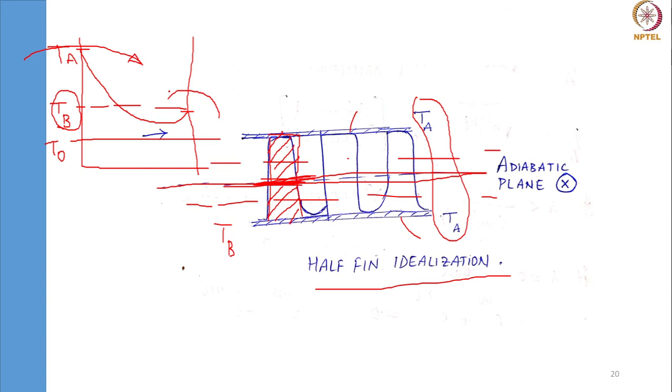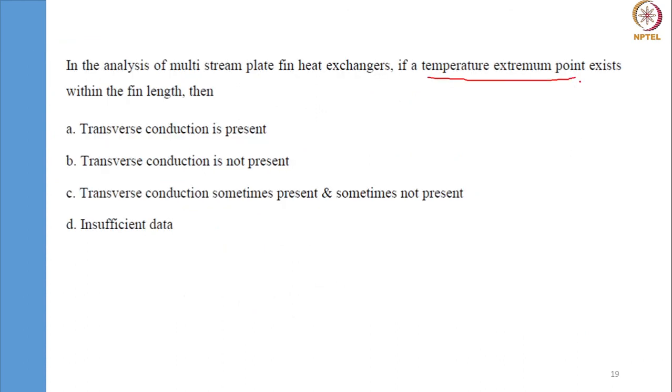If TA and TB are equal, the adiabatic plane is exactly at the halfway mark. But if TA and TB are not equal, I have some other plane depending upon the temperature distribution. It can be above or below. That is a plane where an adiabatic tip exists. As a result, no transverse conduction can happen. So given that an extremum point exists within the length of the fin, the transverse conduction cannot be present. So B is the correct answer.